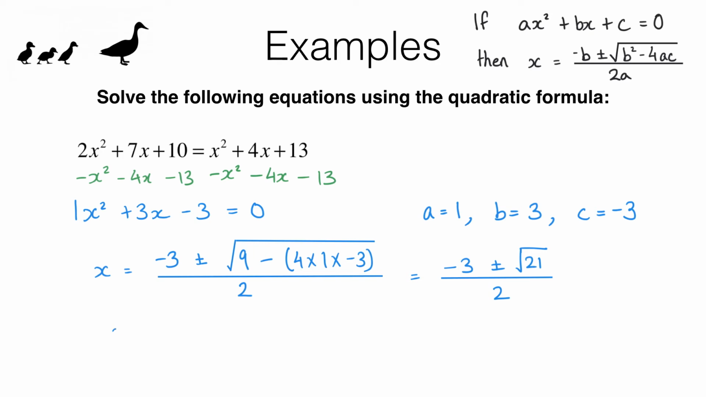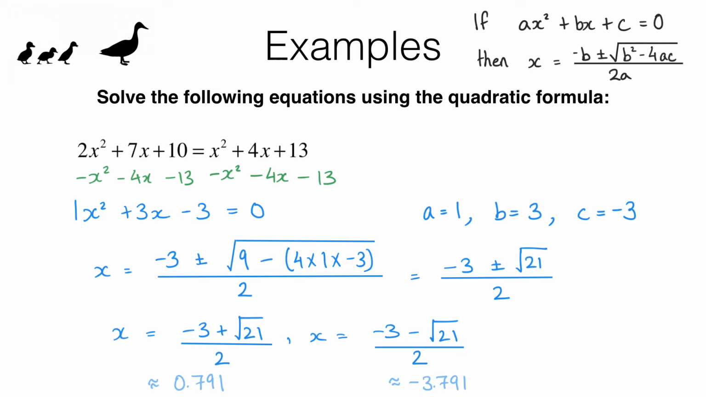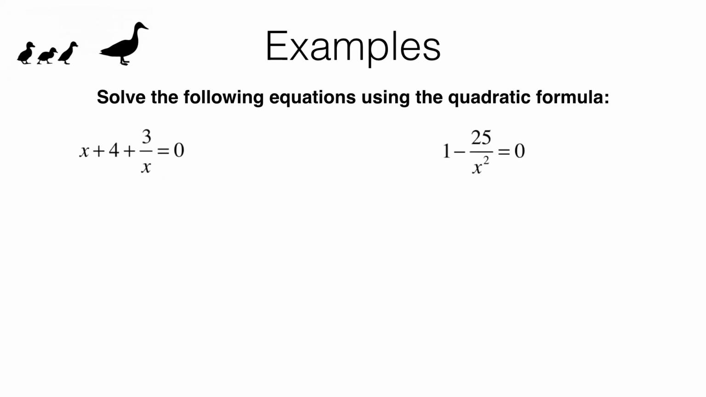So one of our solutions is negative 3 plus root 21 over 2. And the other solution is negative 3 minus root 21 over 2. Those are exact solutions, but if we need to, we can give them as decimals rounded to a certain number of decimal places.